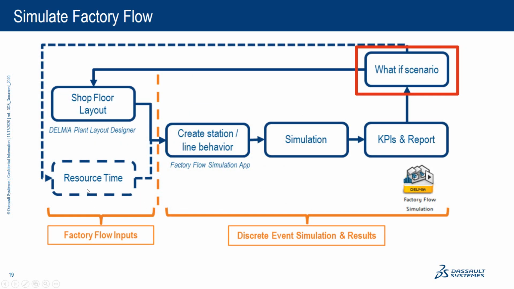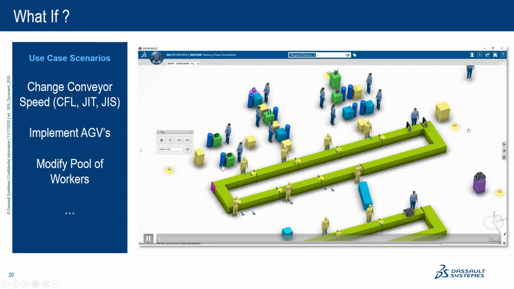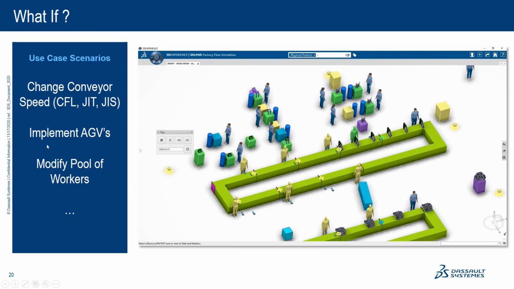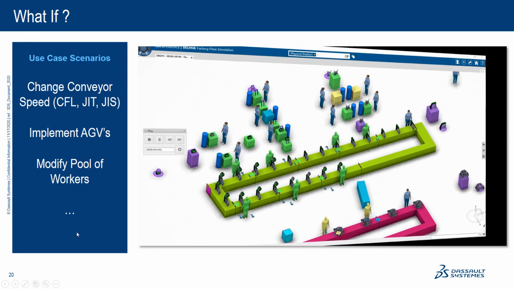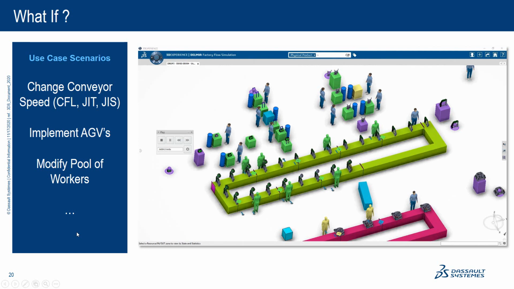So that was very quickly an overview of the capabilities, and just to mention the what-if scenario. You run your simulation, you have some reports of the results, and now you want to make some modifications, some parameters that you might want to change. I'm starting, for example, by changing the conveyor speed in this line.